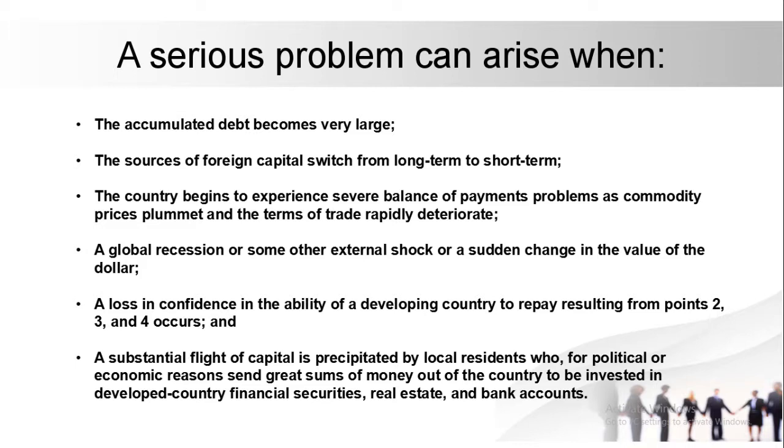Fifth, when a loss in confidence in the ability of a developing country to repay, resulting from points 2, 3, and 4, causes private international banks to cut off their flow of new lending. Sixth, when a substantial flight of capital is precipitated by local residents who, for political or economic reasons, send great sums of money out of the country to be invested in developed country financial securities, real estate, and bank accounts.